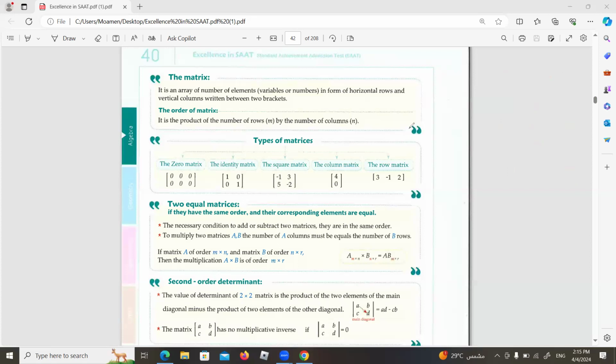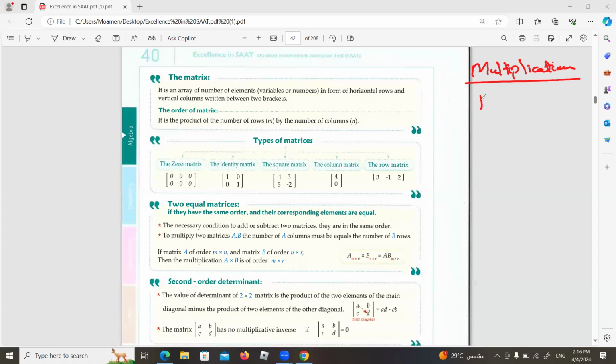How can we multiply two matrices? Matrix multiplication. What is the multiplication for matrices? To multiply two matrices, we must have an important condition that must be satisfied.